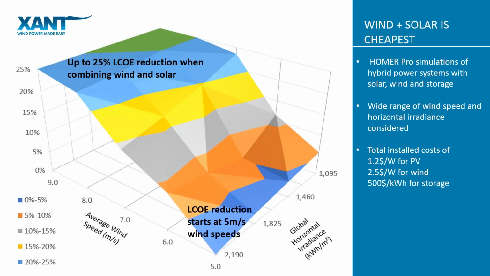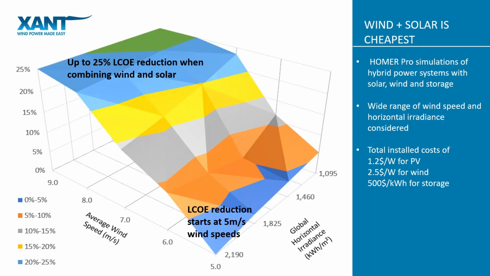Out of interest, we took a few actual systems that we either built or did the system engineering for, and we ran them over a range of global horizontal irradiance. We ran them over a range of wind speeds, and then looked at the solar plus storage system only, and then the solar plus storage plus wind system. So we looked at the LCOE reduction when wind was added to a system, and these are all renewable systems.